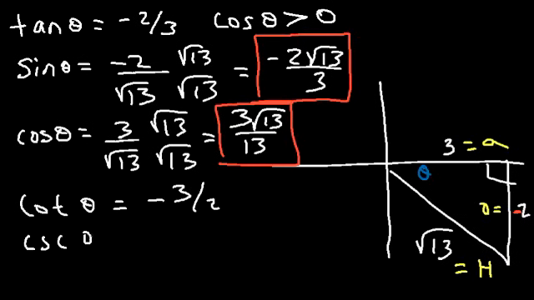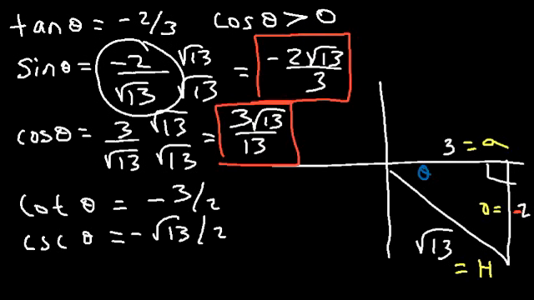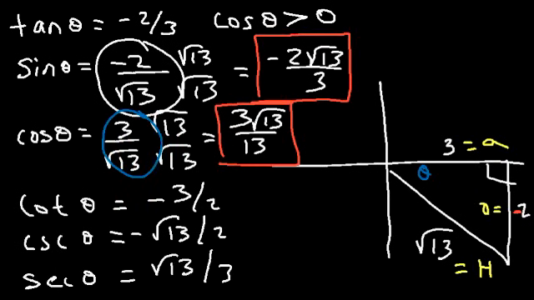Now what about cosecant? We know it's the reciprocal of sine. Don't flip this answer of sine. It's easier if you flip this one. So it's simply negative root 13 divided by 2. And the same is true for secant. Flip this answer so that the radical is on top. So that's going to be root 13 divided by 3.